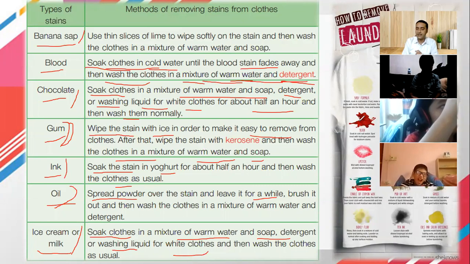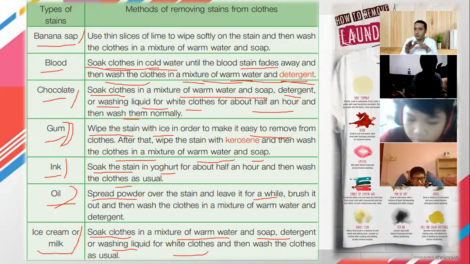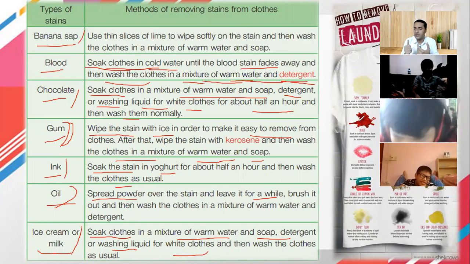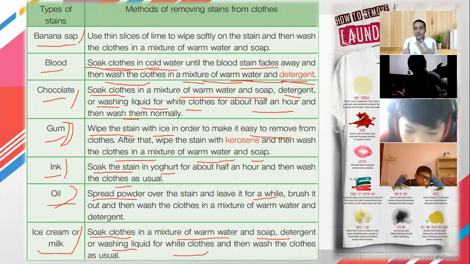If we have a stain of ice cream or milk on our clothes, we just need to soak it in a mixture of warm water with detergent, or with soap, or with washing liquid, especially for white clothes. Then we wash it as usual, normally. All right, students, now you understand how we can remove different stains with different methods.